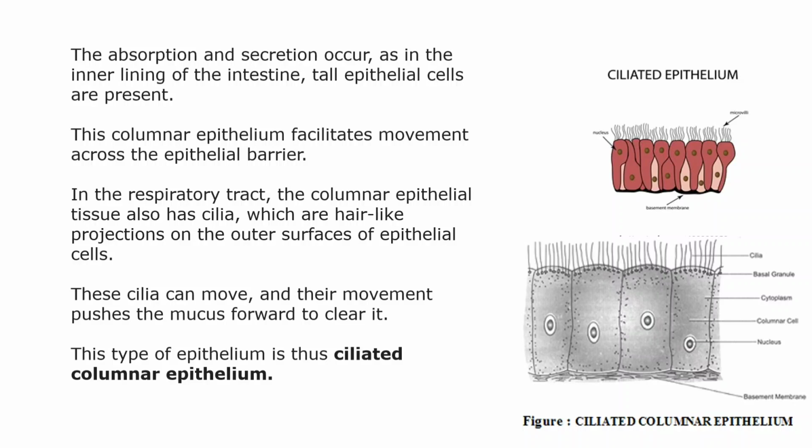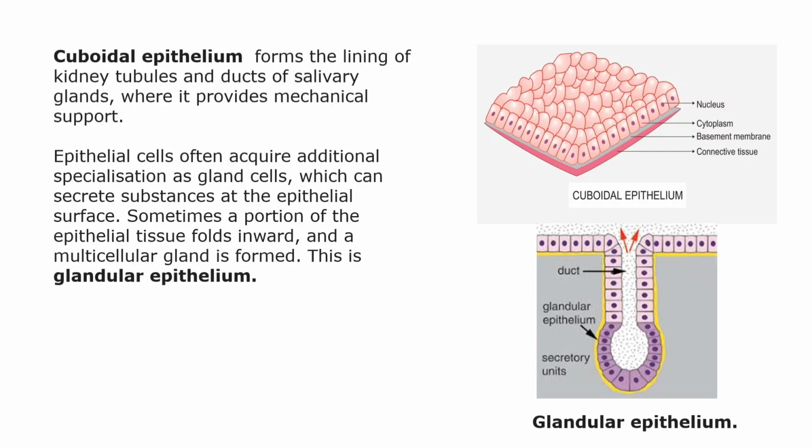Where absorption and secretion occur, as in the inner lining of the intestine, tall epithelial cells are present. These columnar epithelium facilitate transport across the epithelial barrier. In the respiratory tract, the columnar epithelial tissue also has cilia, which are hair-like projections on the outer surface of epithelial cells. These cilia can move and their movement pushes the mucus forward to clear it. This type of epithelial cell is called ciliated columnar epithelium.